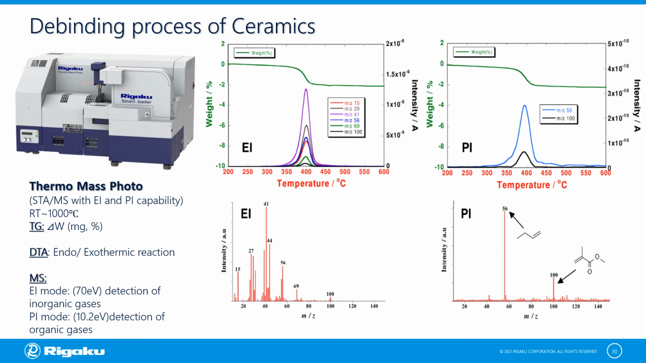Our results show that mass loss is observed between 350 degrees centigrade and 500 degrees centigrade, associated with evolved gases. EIMS shows a complex mass spectrum due to fragmentation ions, while PIMS clearly revealed the detection of molecular ions of Z56, which is butane, and Z100, which is methyl methacrylate.